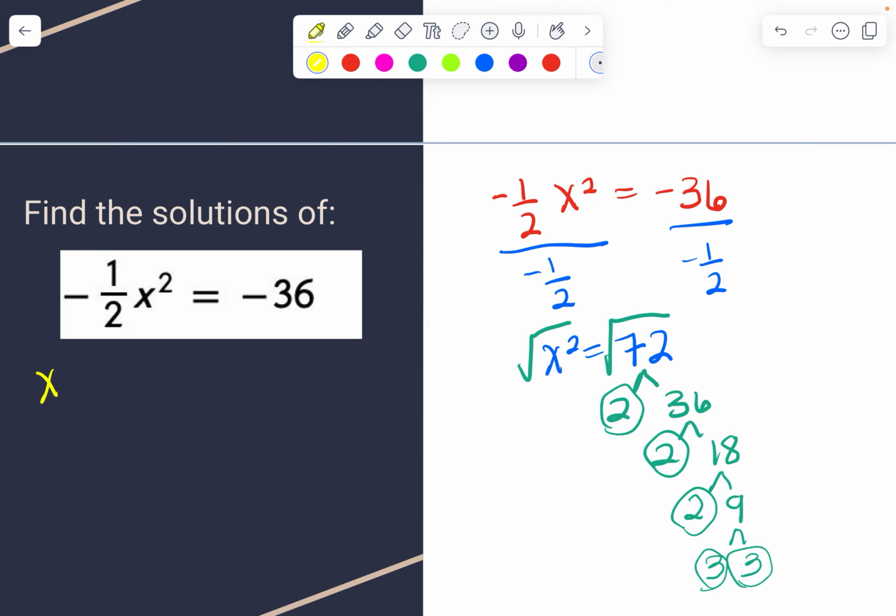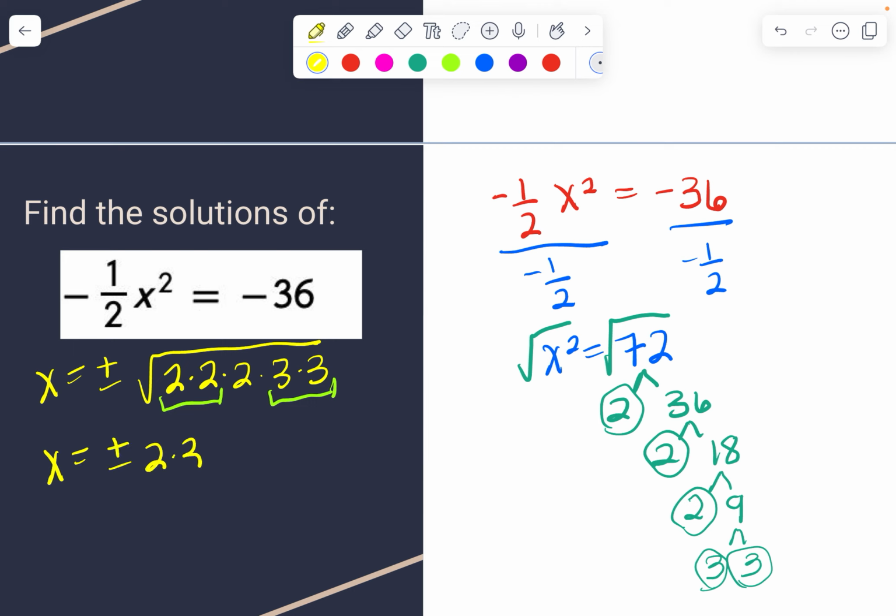So now I can say that x is plus or minus the square root. 72 ends up being 2 times 2 times 2 times 3 times 3. So I have a pair of 2's and a pair of 3's. That other 2 is going to have to stay inside. I can take out a 2 and a 3. So my final answer then, x is plus or minus 6 times the square root of 2.